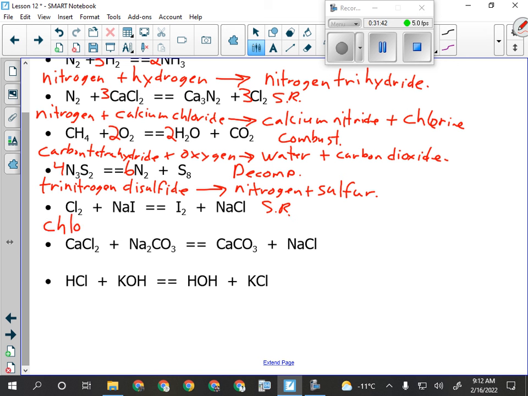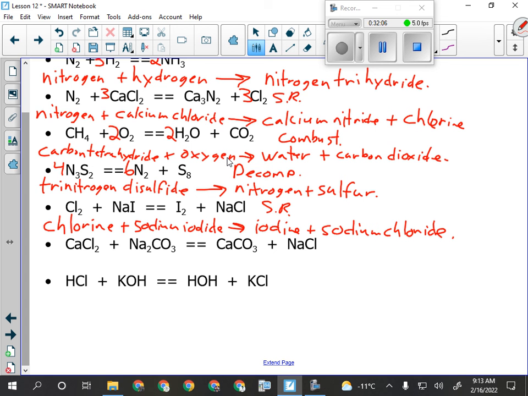In words, we have chlorine plus sodium iodide gives us iodine and sodium chloride. Alright, so that's what that would look like written out in words. And now I need to balance it.